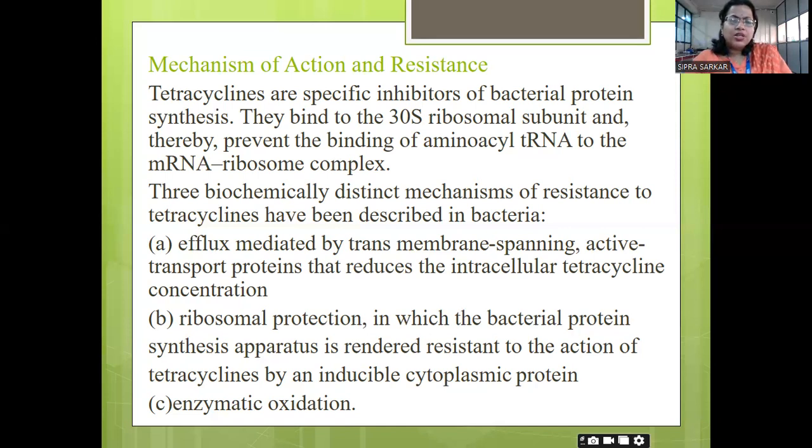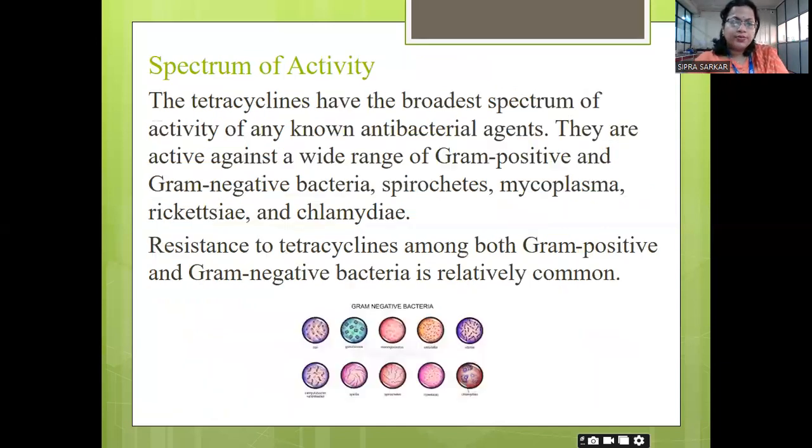So, three biochemically distinct mechanisms of resistance to tetracycline have been described in bacteria. That is not to be discussed at length. I'm going to the next slide.